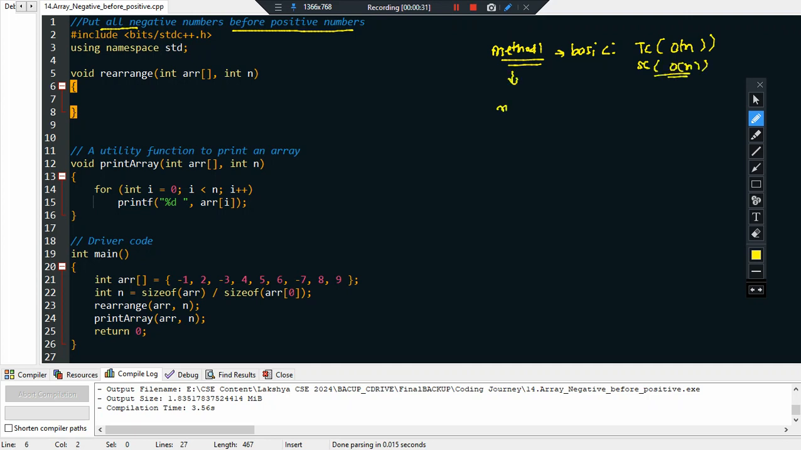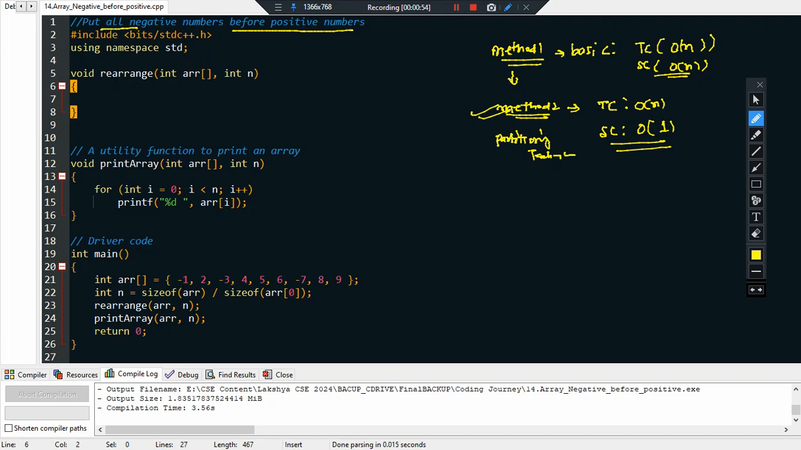We improved it using method 2, wherein we were using the partitioning technique of quicksort, right? So basically in this particular technique the time complexity was again order of n, but this time we were more memory efficient and we were able to implement it in constant space. So this was basically by using the quicksort partitioning technique.